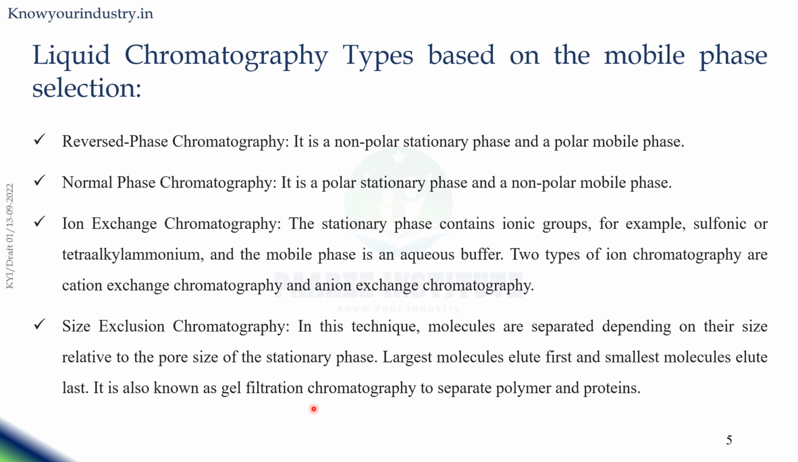It is also called gel filtration or gel permeation chromatography, used to separate polymers, proteins, and molecules like hydroxypropyl methylcellulose, carbomers, polymeric materials, and other protein molecules. Based on the polarity of the mobile phase and the stationary phase, we classify chromatography into two types: reverse phase and normal phase. Then, based on the mechanism of chromatography, we classify it into another two types: ion exchange chromatography and size exclusion chromatography.